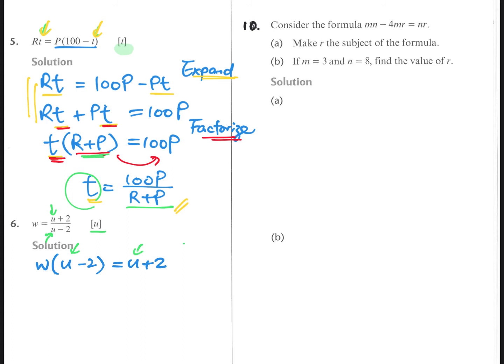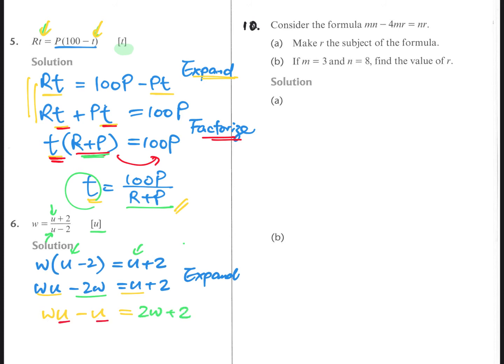u is on both sides, so that's why I have to put them together. In this situation, I need to do expansion to break down the brackets, giving you wu minus 2w, and also u plus 2. So the u now is on two sides. We can put them together simply by moving everything on the left-hand side. While 2w is nothing about u, so I move it to the right-hand side.